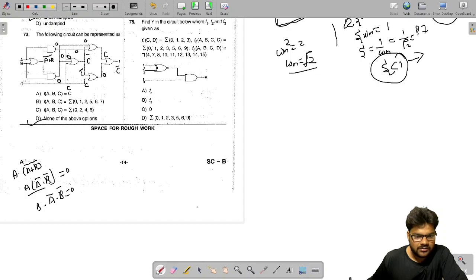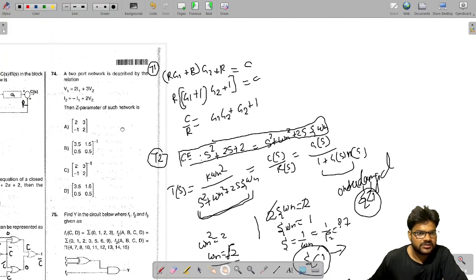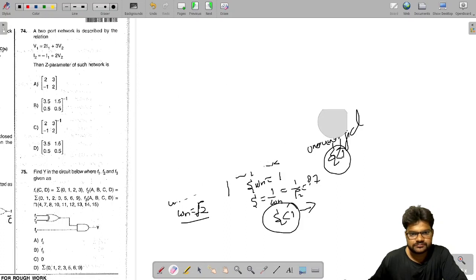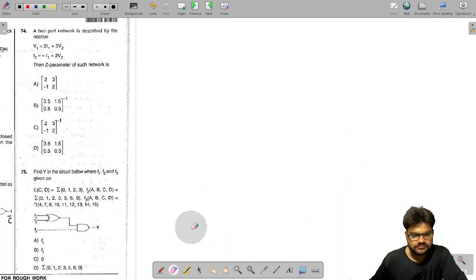Now let us go to the next question, question number 74. Before that, let's erase these solutions. A two-port network is described by the relation V1 equals to this one and I2 is this one. Then we have to find out the Z parameters.